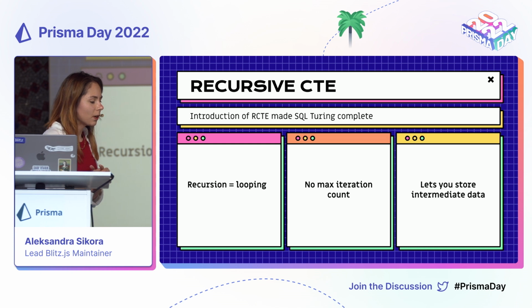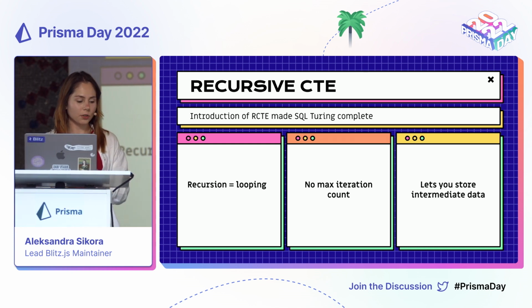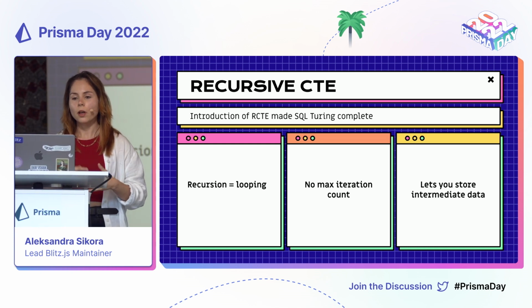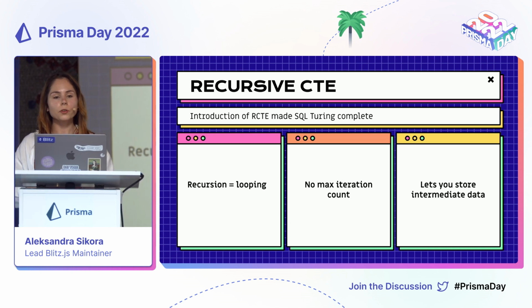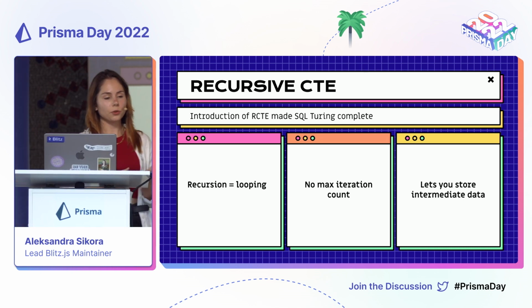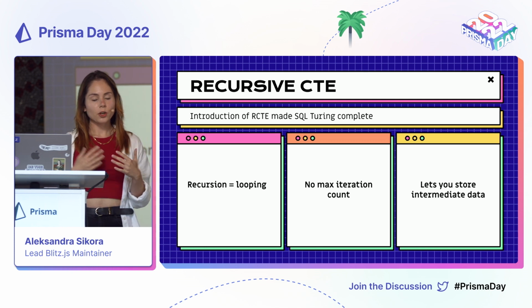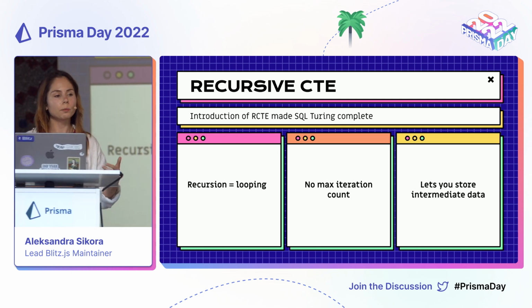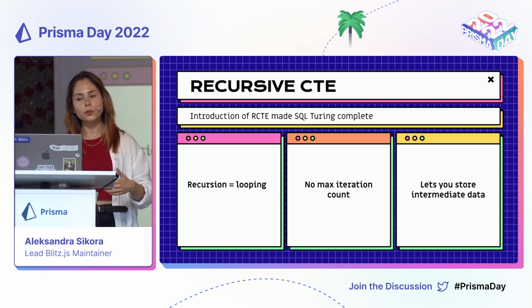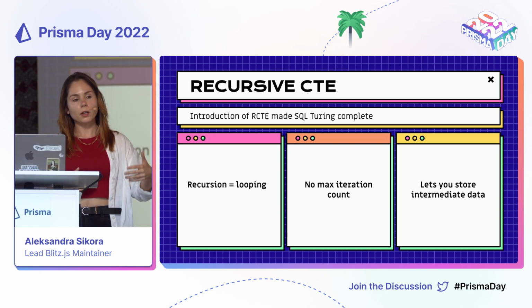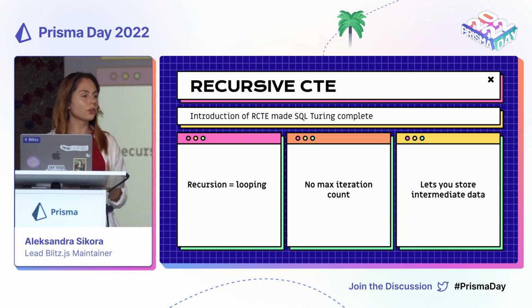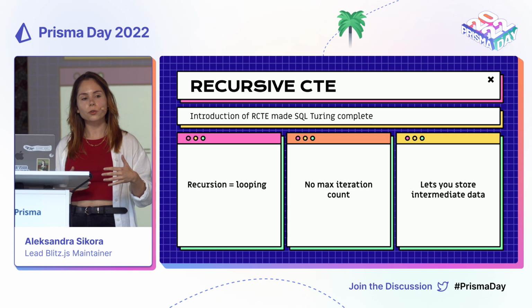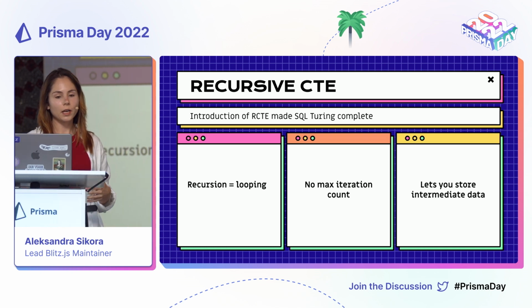OK, so why did I call recursive common table expressions a true gem of SQL? It's because it made SQL Turing complete. They added recursion, which means looping. And looping without max iteration count and unbound storage means Turing completeness. And recursive common table expressions did not only provide looping, they also let you store intermediate data and retrieve it.